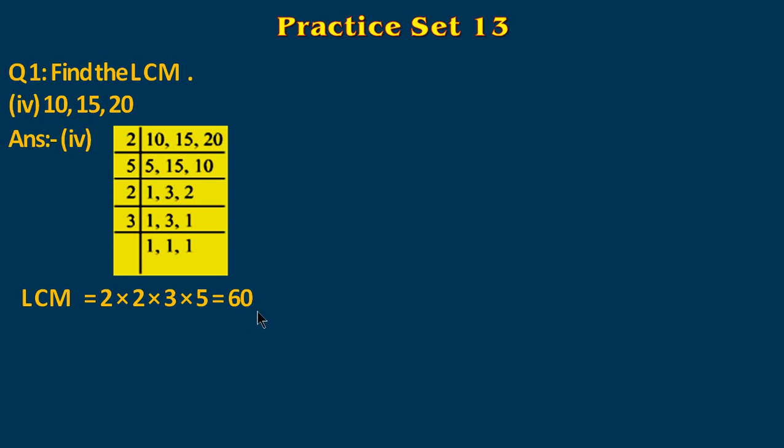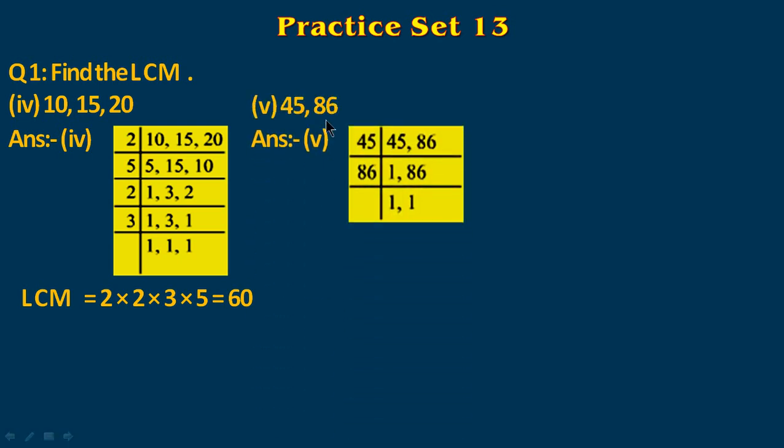Now 45 and 86. 45 and 86 have only one common in them. They are co-prime numbers. When we have to find the LCM of co-prime numbers, it will always be the product of the two numbers. So 45 into 86 is going to give you 3870.